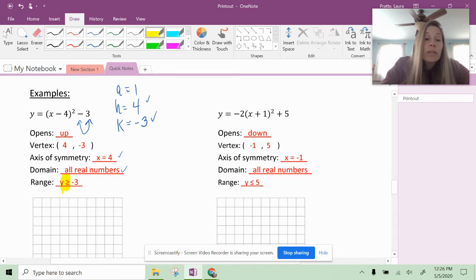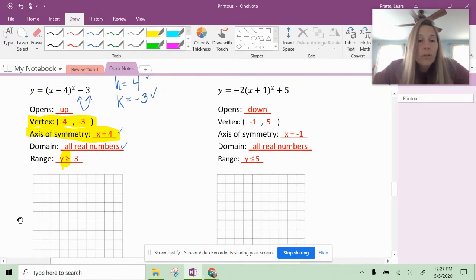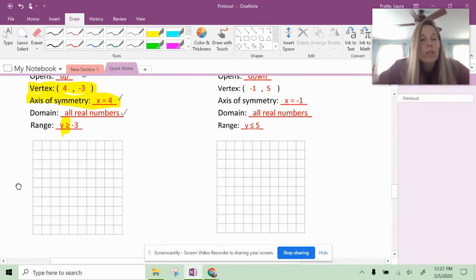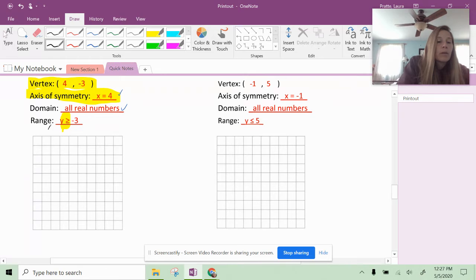Okay, so the first thing we need to do is plot this vertex and the axis of symmetry. So that's what we're going to do first. Now this particular graph is blank, so I'm just going to make my x and y axis over here to the side, like this.